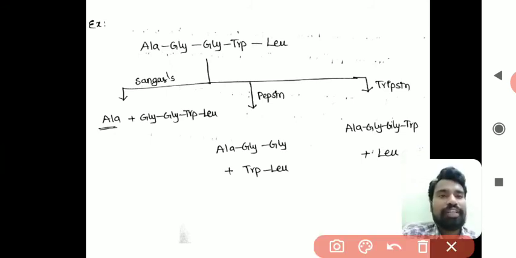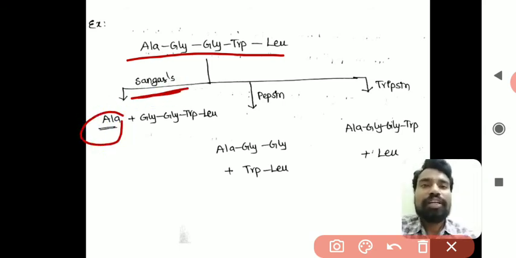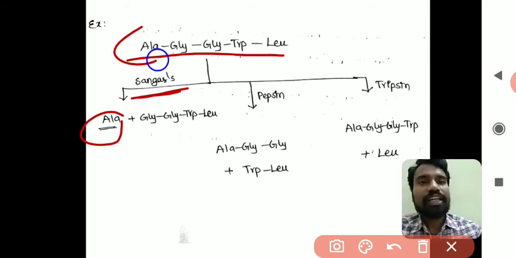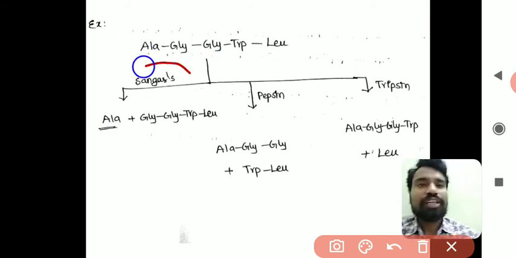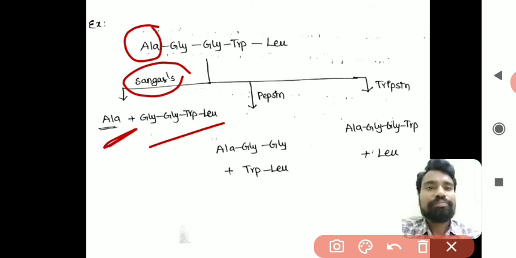I have taken a pentapeptide: alanine, glycine, tryptophan and leucine. Here tryptophan is the basic amino acid. Just observe here, by using Sanger's reagent, you will identify the N-terminal amino acid, that is alanine. By using Sanger's reagent, you will identify the N-terminal amino acid, that is alanine, right?